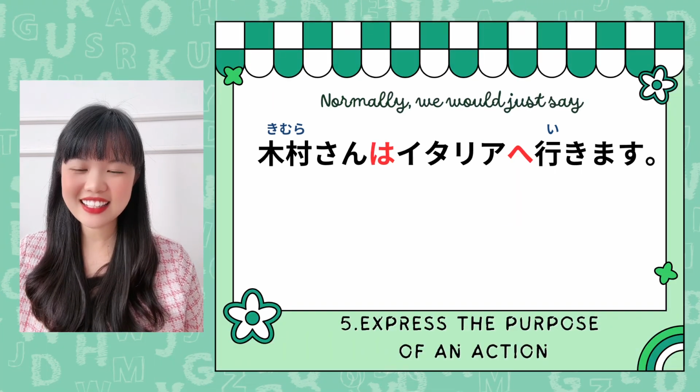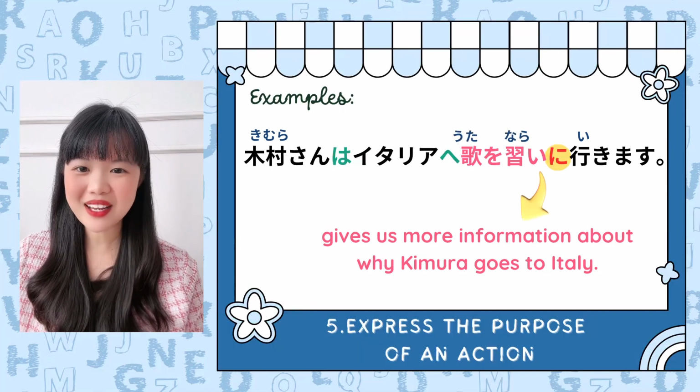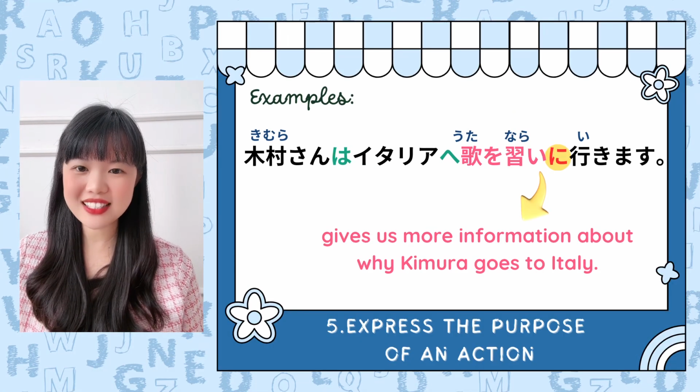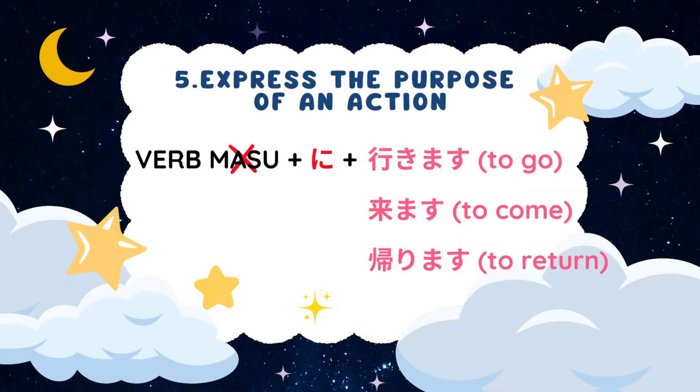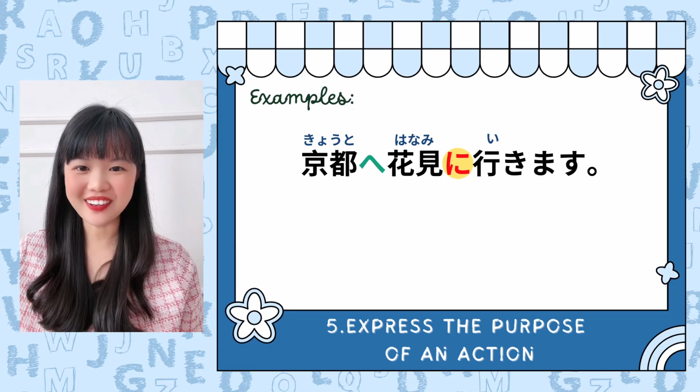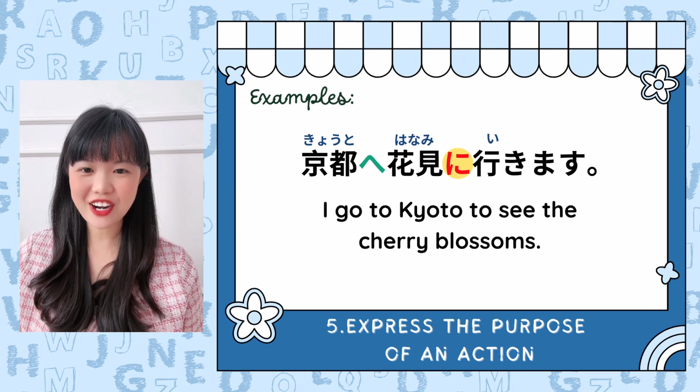Normally, we would just say 木村さんはイタリアへ行きます. Kimura goes to Italy. But adding 歌を習い and the particle ni gives us more information about why Kimura goes to Italy. For verbs in the masu form, you remove the masu ending, add the particle ni, and place it before ikimasu to go, kimasu to come, or kaerimasu to return. If it is a noun, you can put it directly before the particle ni. One more example. 京都へ花見に行きます. I go to Kyoto to see the cherry blossoms.